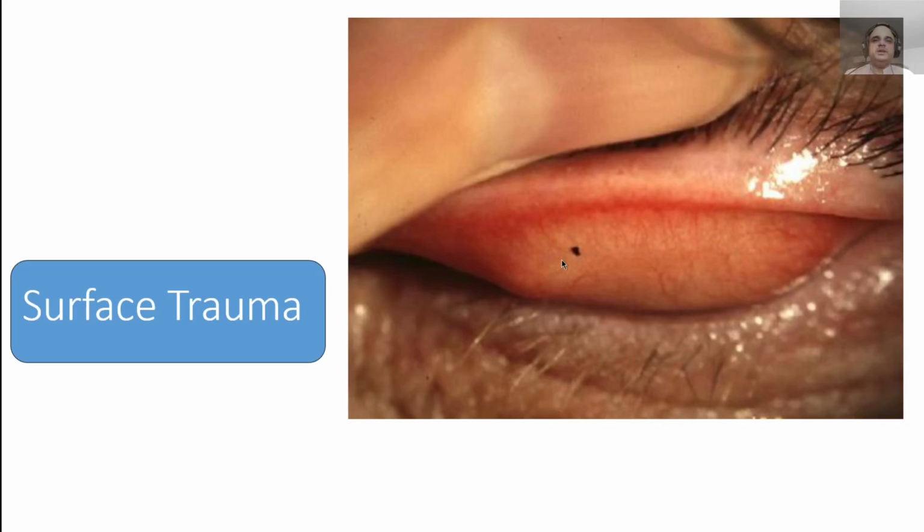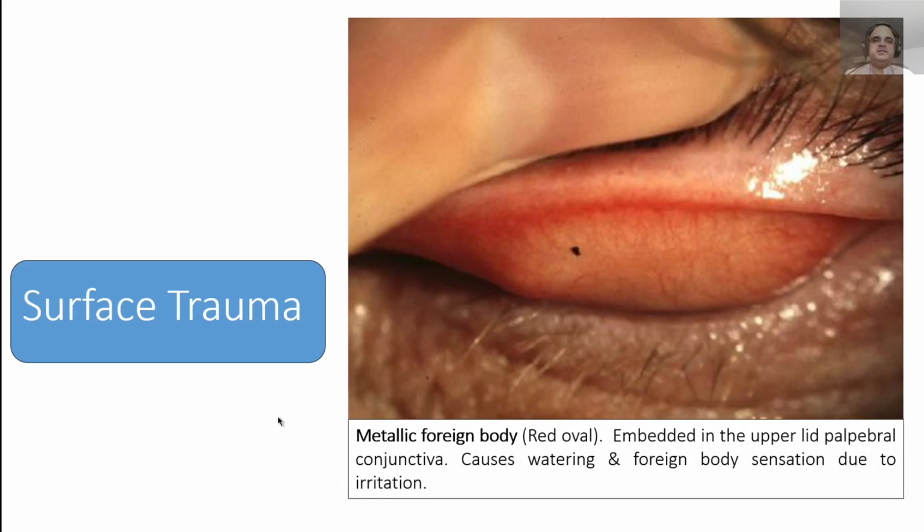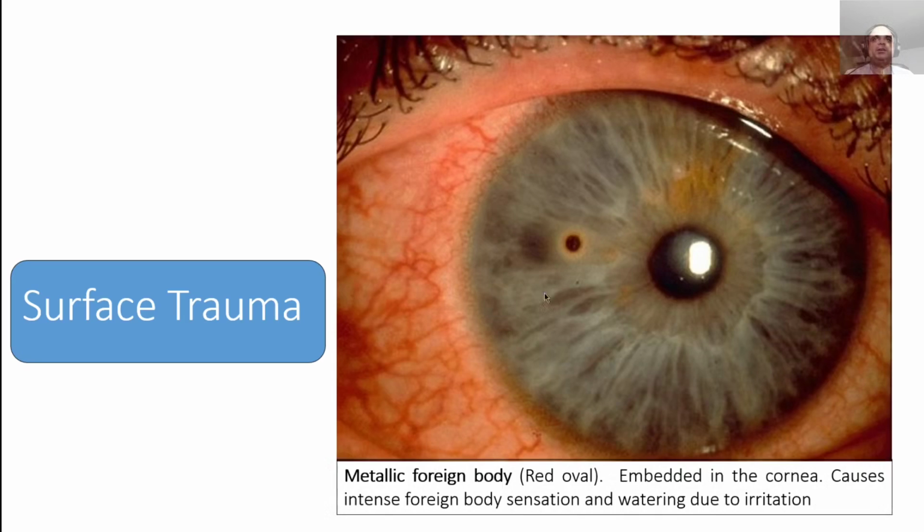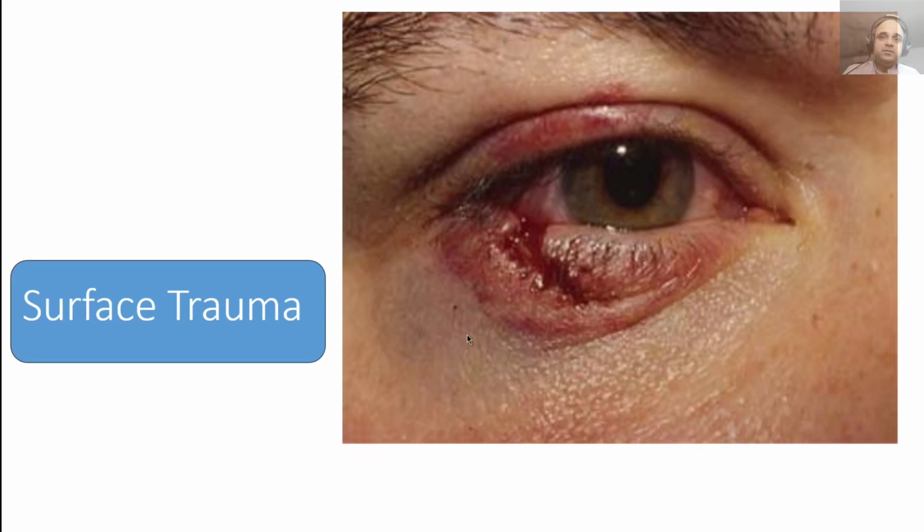This is a foreign body that's trapped in the palpebral conjunctiva of the upper lid. It's basically you're not using eye protection and you're doing metal work. This is a similar foreign body. This time it's on the cornea. You can see a little bit of rust that has seeped into the cornea. And this is something that would definitely require repair.